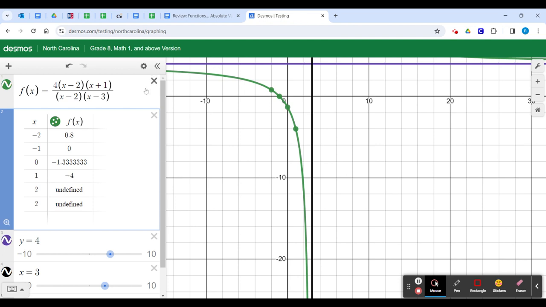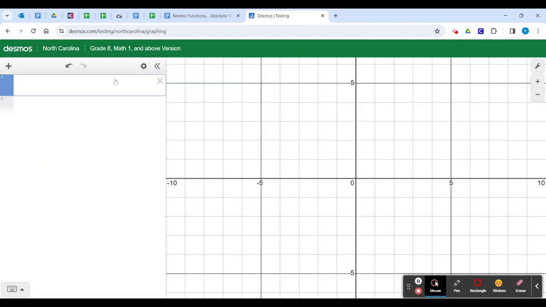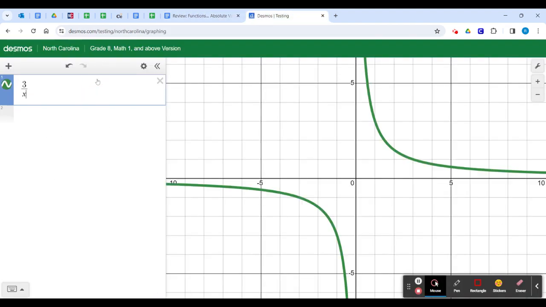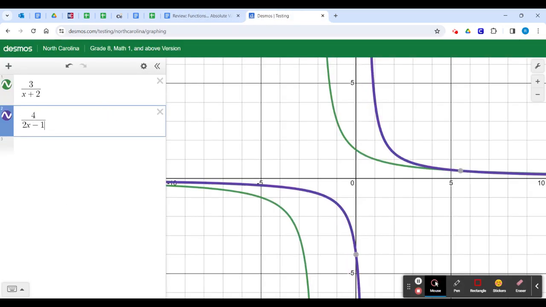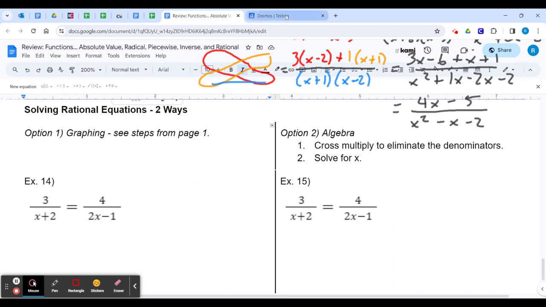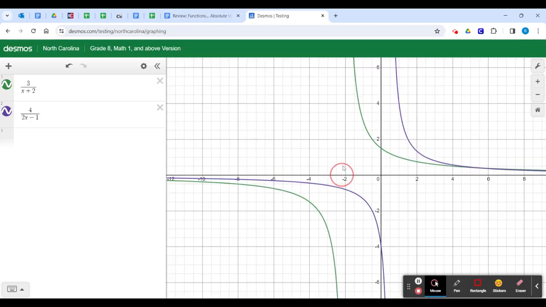So the left side of our equation, let me clear out my work in Desmos here. The left side of our equation is one graph, 3 over x plus 2. The right side of our equation is our other graph, 4 over 2x minus 1. Let me just double check everything's good. And I'm just going to basically look for our intersections.